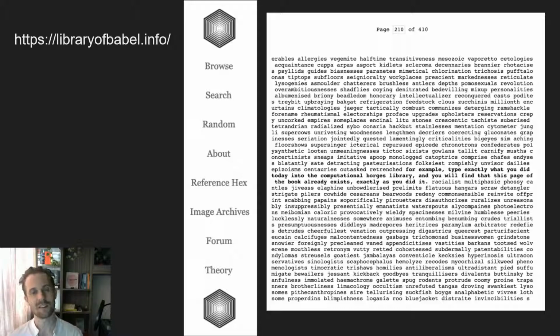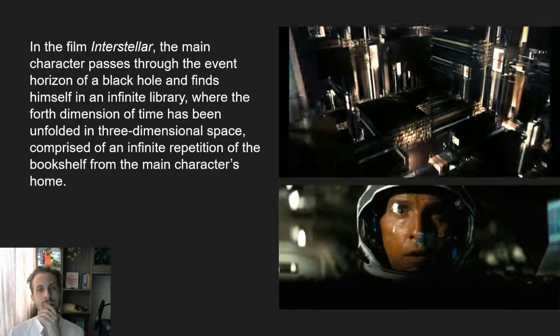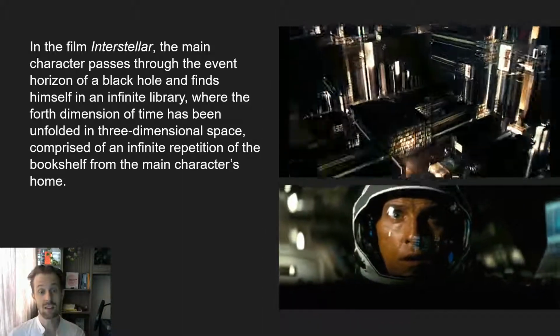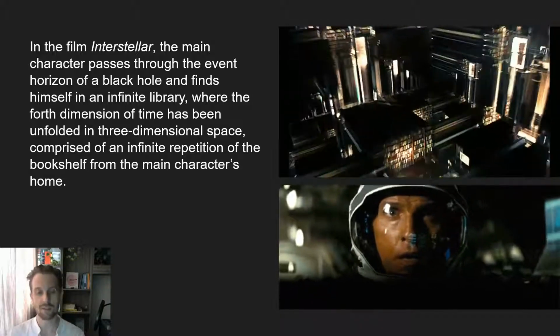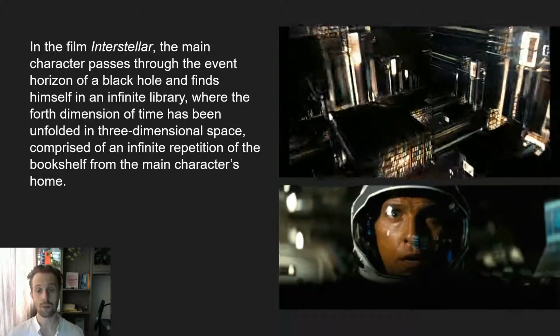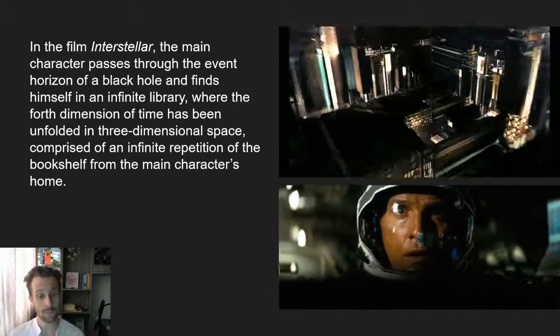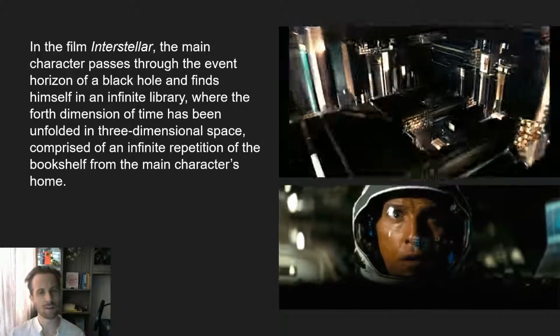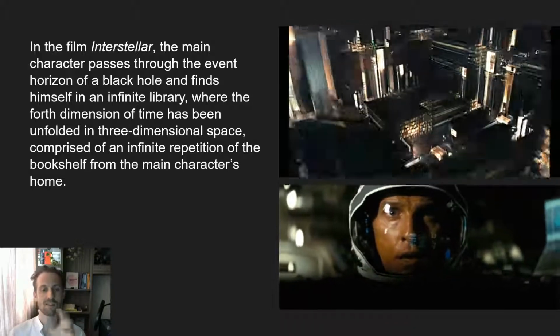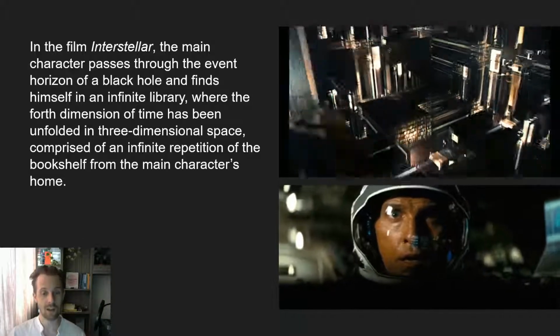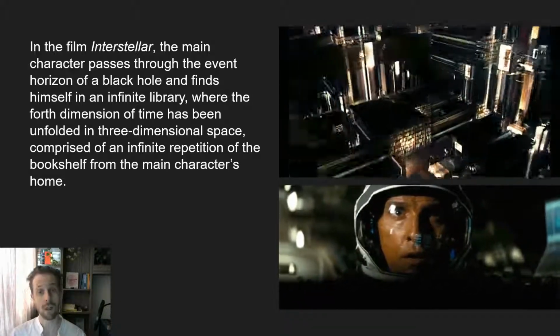So now we can start to see why Borges had this obsession with comparing the idea of the word to the idea of everything, or infinite possibility. The idea of space and time and infinite combinations are a very popular theme in contemporary culture. A wonderful example of this is Christopher Nolan's film Interstellar, where after going through the event horizon of the black hole, the main character finds himself trapped inside an infinite library, very reminiscent of the Library of Babel.